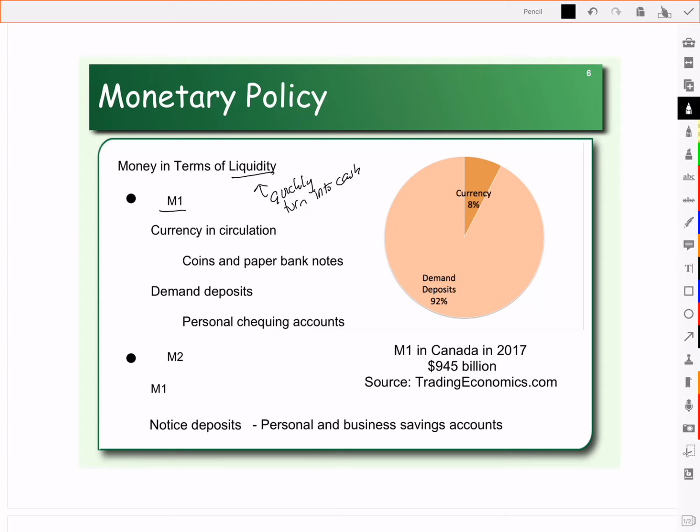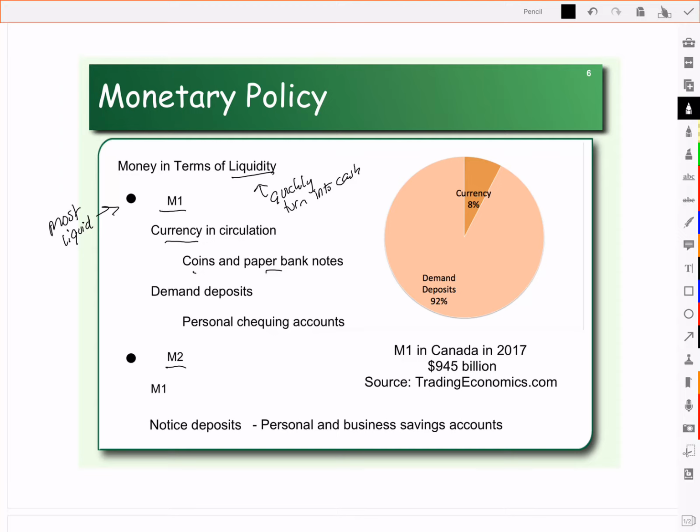We have what is called M1, M2, and M3. M1 is the most liquid form of money. So it's already in a form that we can very quickly spend. So the most liquid form of money is going to, of course, be cash. So our coins, our banknotes, this is our currency that is in circulation, and it is readily available to spend, to buy things. So it's the most liquid.